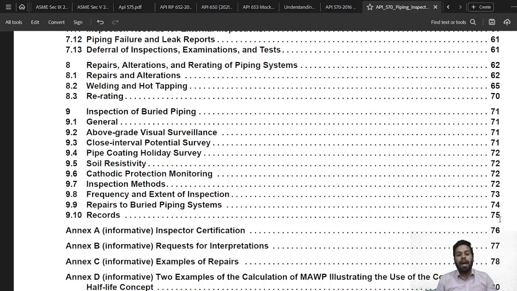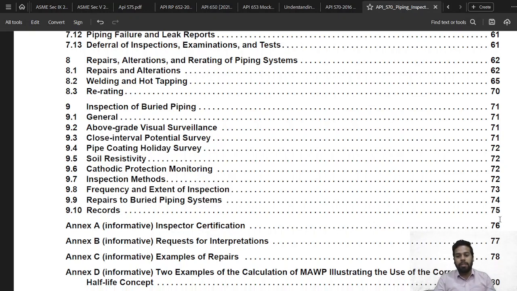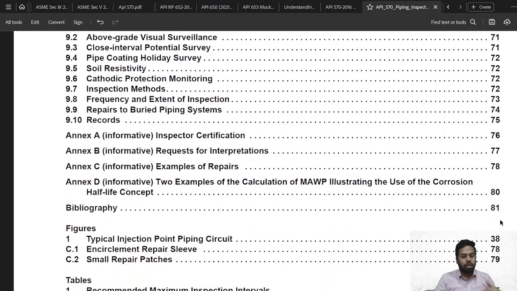Also, there are 4 appendixes. Okay, so you have appendix or annex. You have Annex A, which is inspector certification. Annex B is request for interpretation. Annex C is examples of repairs. And Annex D is 2 examples of calculation of maximum allowable working pressure, illustrating the use of the corrosion half-life concept.